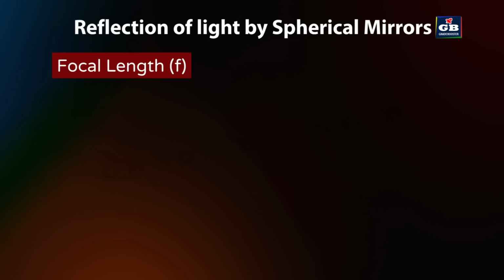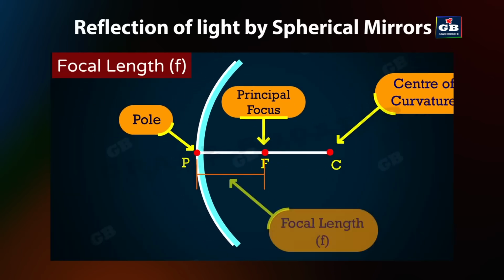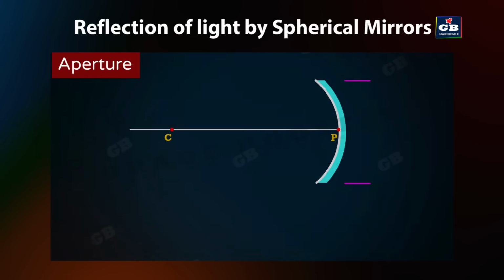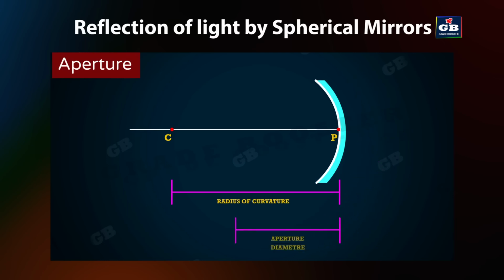Focal length. The distance between the pole and the principal focus of a spherical mirror is called the focal length and it is represented by the letter small f. Aperture. The diameter of the reflecting surface of the spherical mirror is called its aperture. In this chapter, we are discussing spherical mirrors whose aperture is smaller than their radius of curvature.